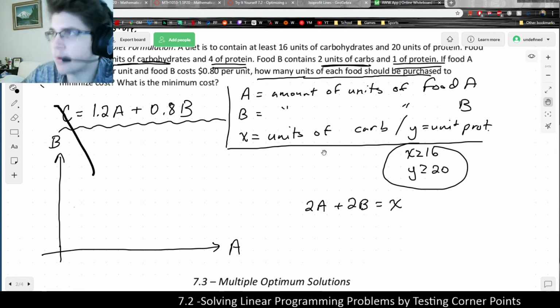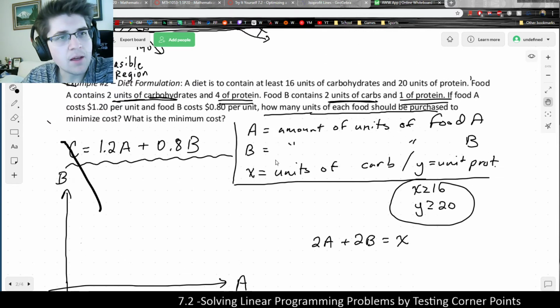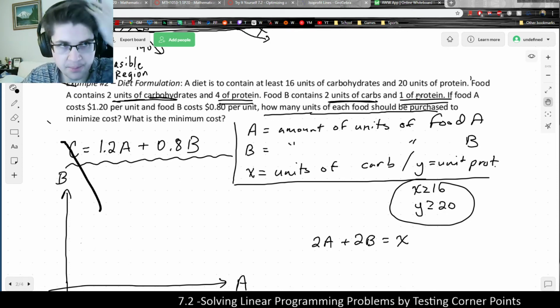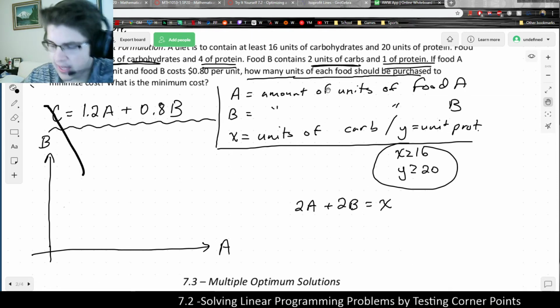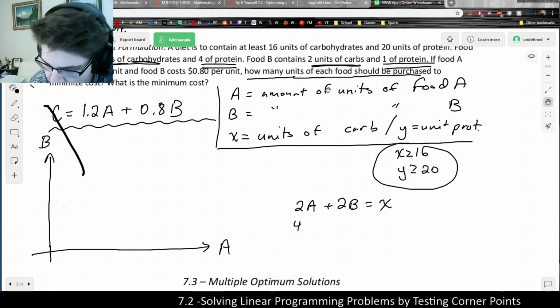So going back to this question, food A contained 4 units of protein. It's protein heavy. Food B only has 1, less protein. And again, since I'm buying all that for my diet, I know that for each A that I buy, I'm going to get 4 units of protein. And when I add that to B, B only contains 1 unit of protein.